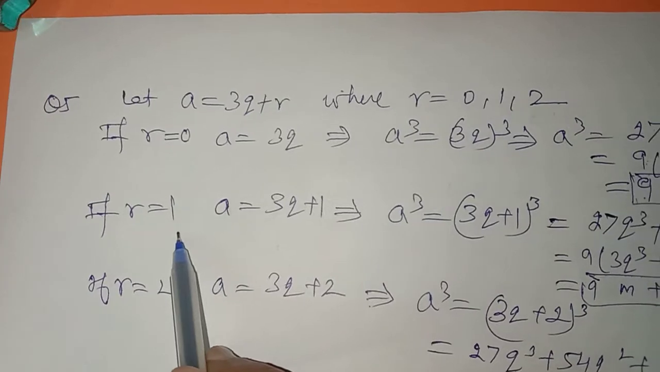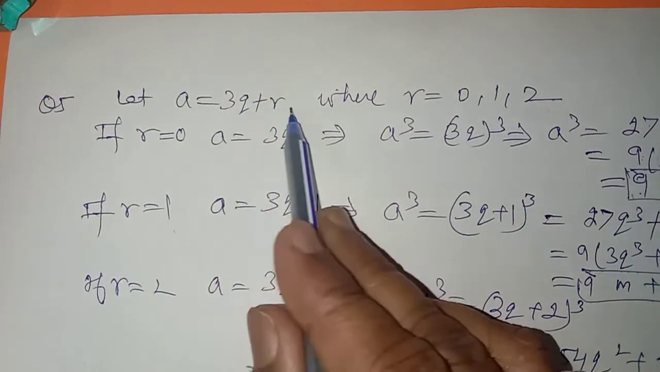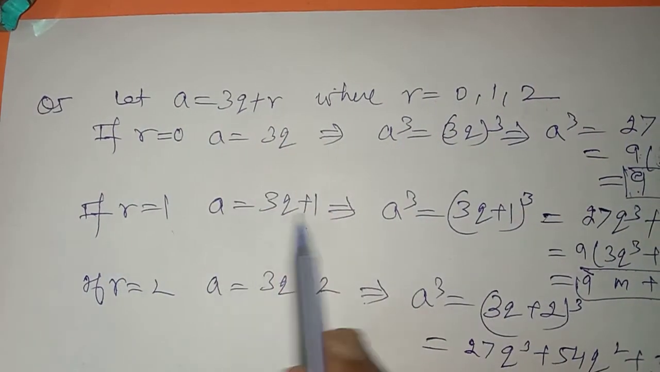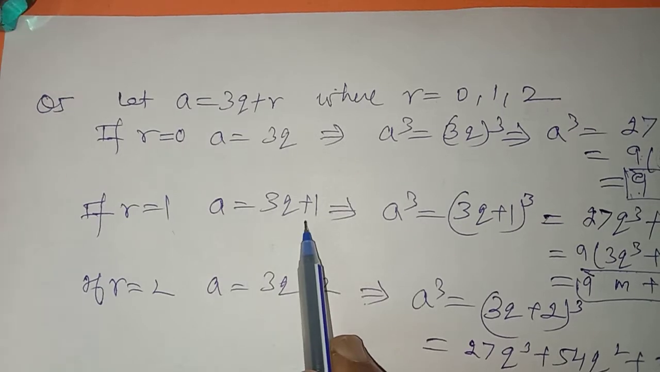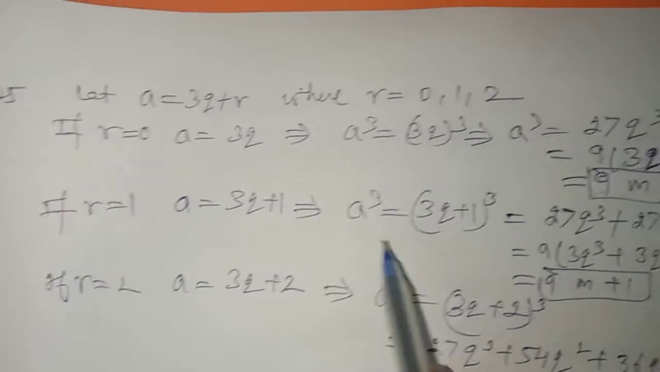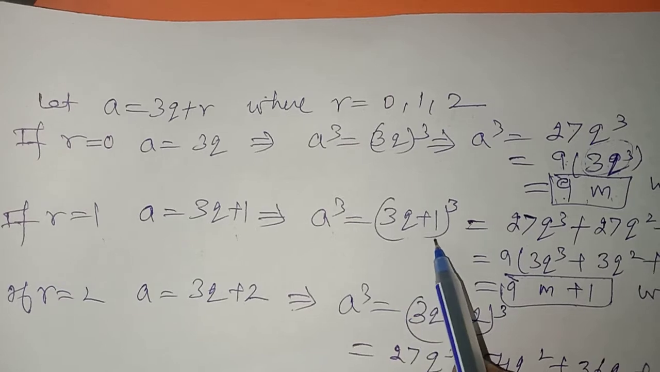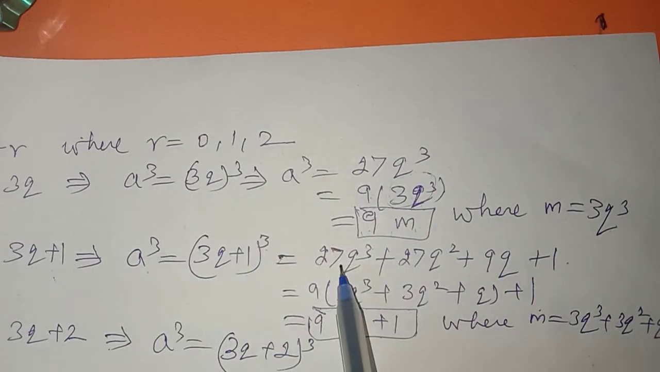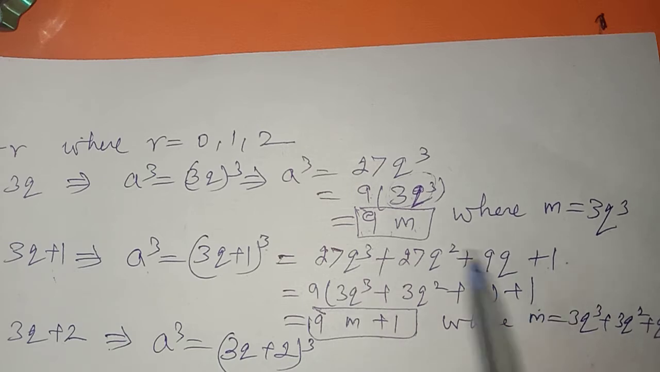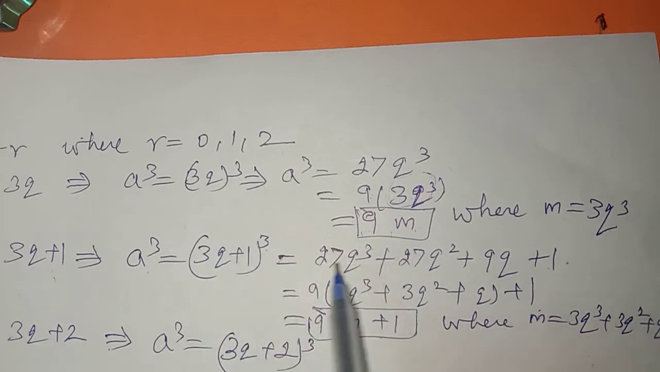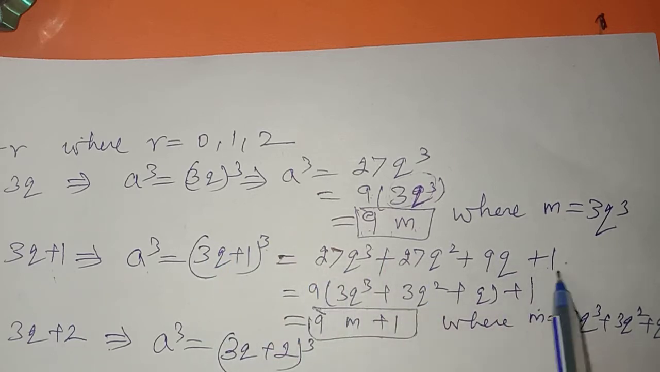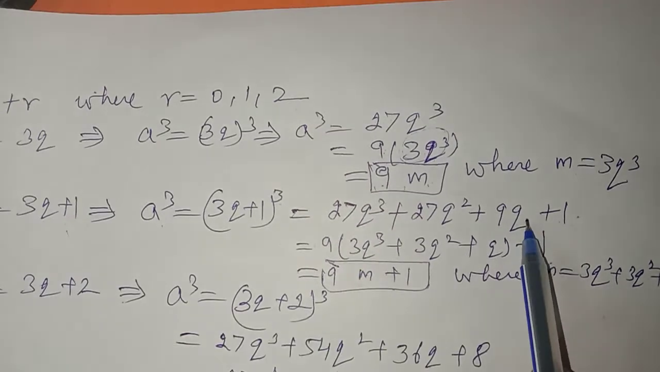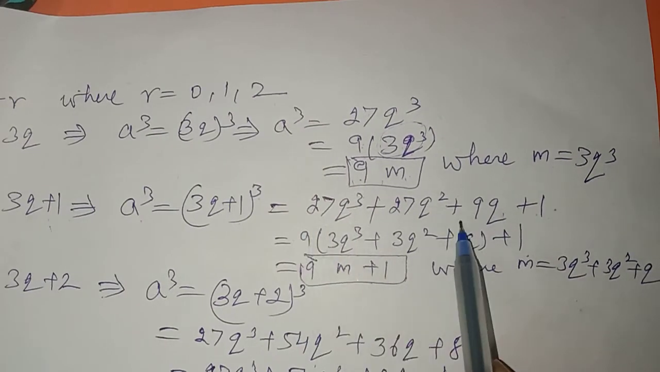Now if r is equal to 1, then put r equal to 1 here, so a is 3q plus 1. Now cubing both the sides, because the cube is asked in the question, a cube is equal to the whole cube of 3q plus 1. Do the cube carefully. The whole cube of a plus b is a cube plus b cube plus 3a square b plus 3ab square. If you don't remember the cube formula, you can do it in the rough column. Take your time, do the cube carefully.